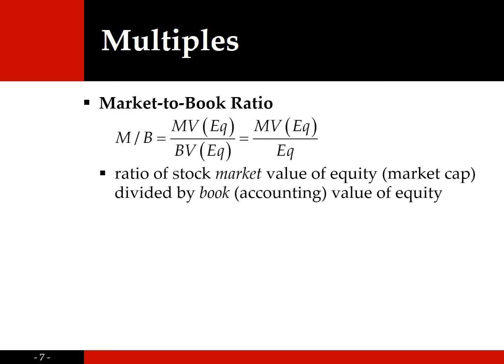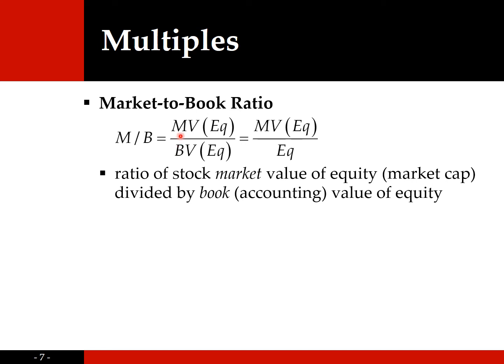And this brings us to the first two valuation multiples that use equity and earnings as the scaling factors, or as the proxies for the size of the company's fundamentals. The market-to-book ratio is defined as a ratio of the market value of equity to the book value of equity.